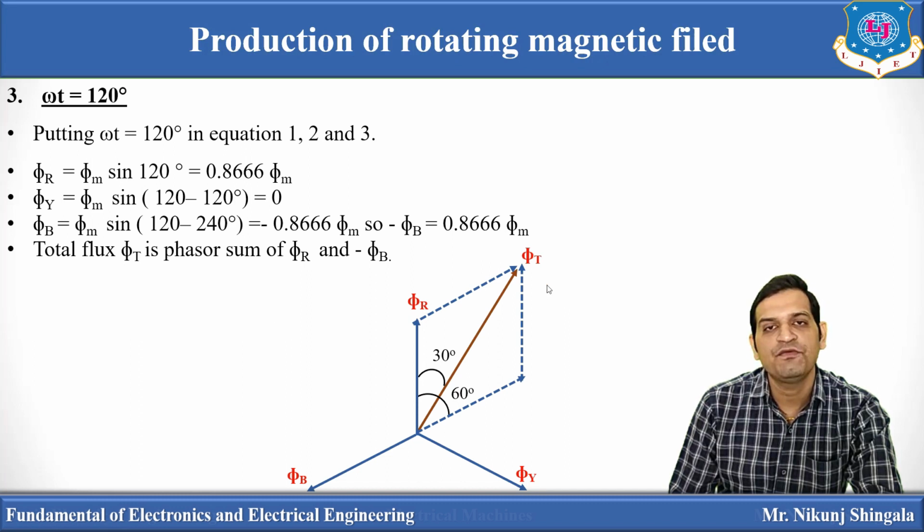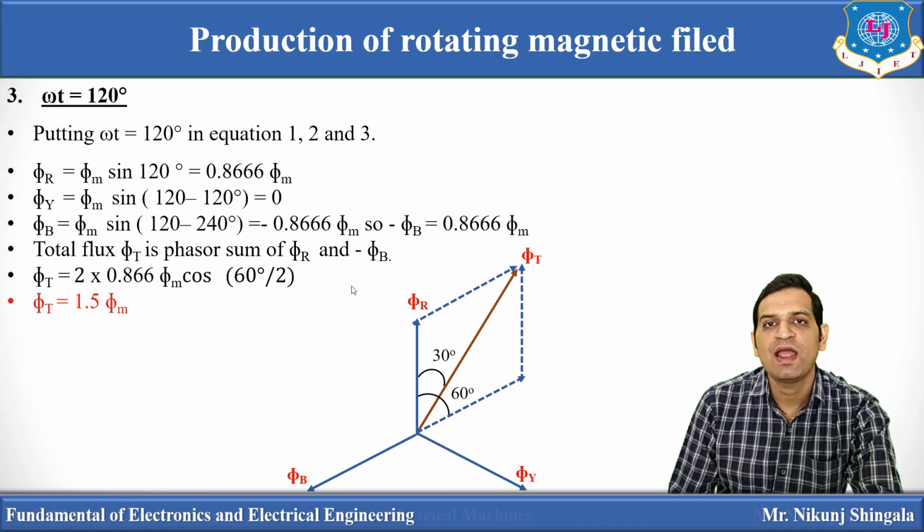So angle between phi r and phi t will be 30 degree, as we have already discussed in the previous case, and which can be found using this equation, that is resultant flux phi t is equal to 2 into 0.866 phi m, that is the magnitude of the phi r and minus phi b, into cos 60 by 2. So we are getting phi t is equal to 1.5 phi m. So again we are getting the same magnitude at instant omega t is equal to 120 degree.